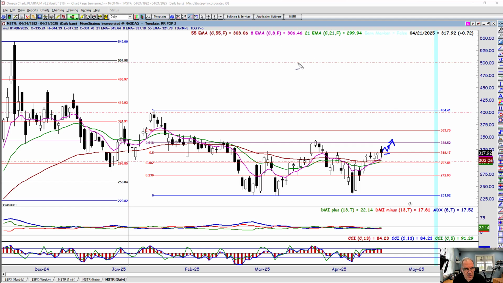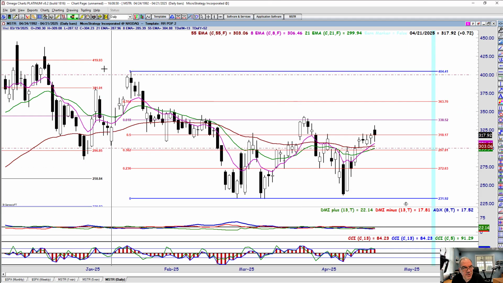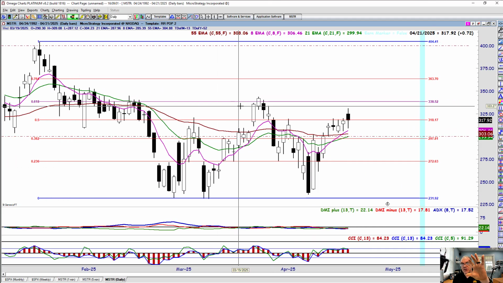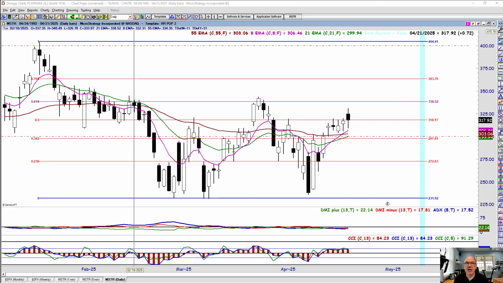Let's do this. I want to get some of these other candles off the screen so this gets a little bit bigger and easier to see. So we said resistance is at 338. My target here is going to be about 336.